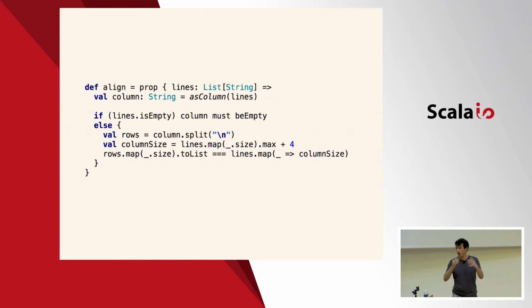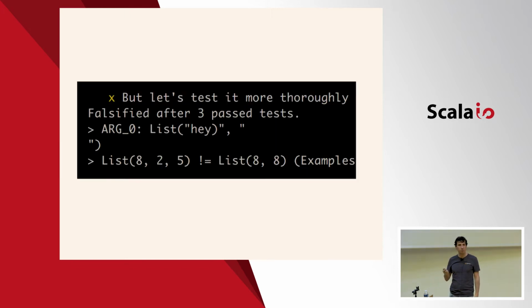So you say, I have a prop, taking an arbitrary list of lines, and I'm going to assert, for example, that the maximum size of my resulting column should be the maximum size of the longest row plus some space plus some characters for the delimiters. So that's my property. And then I run it, and what happens? Well, actually, the property breaks. And why is it breaking?